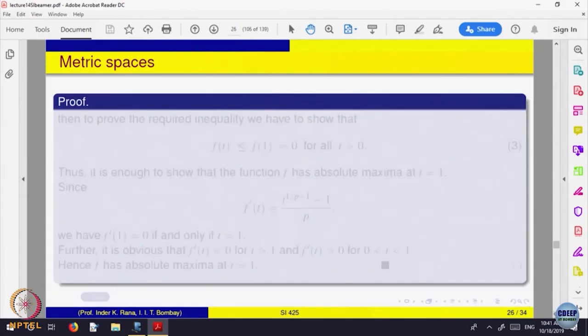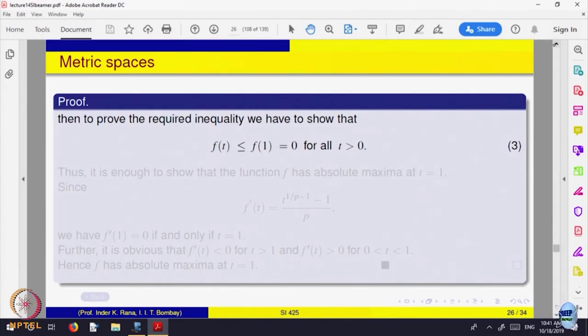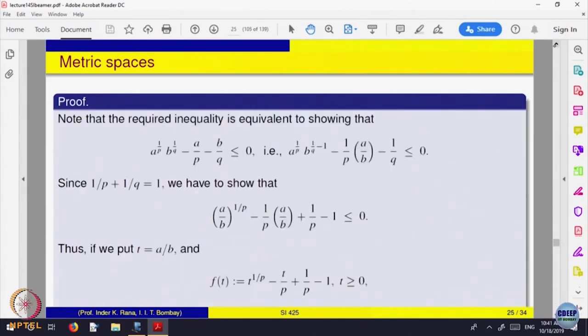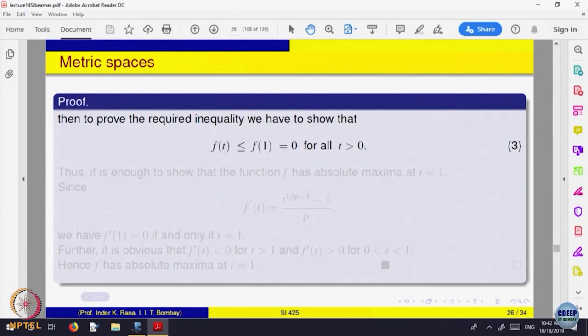So, let us look at the proof. We want to show f of t is less than or equal to f of 1, which is equal to 0. At 1, the value is 0. Is it okay? At 1, what is the value at the point 1? That is 0. So, we want to show f is a function defined by this quantity, and this function has the extreme value 0 at the point t equal to 1. So, calculus problem now. How do you solve that problem in calculus? Take the derivative, derivative equal to 0, and analyze. Either you can analyze the second derivative at that point, or just look at left and right. So, you do that.